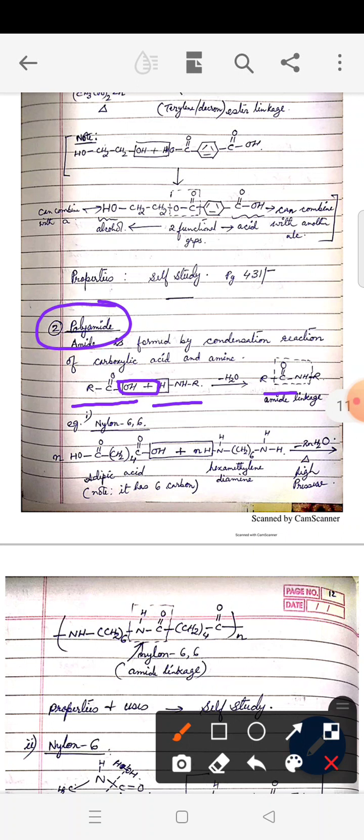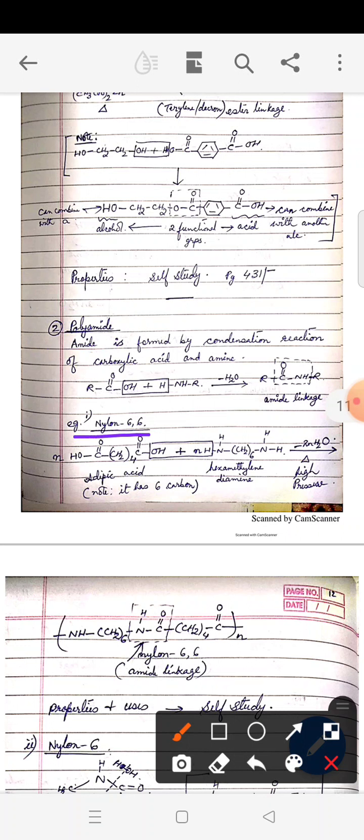So what are the starting materials needed for polyamide formation? You need carboxylic acid and you need an amino group. Okay. So we have to do two polyamides. One is nylon 6,6, another is nylon 6. Now what does the name nylon 6,6 mean?